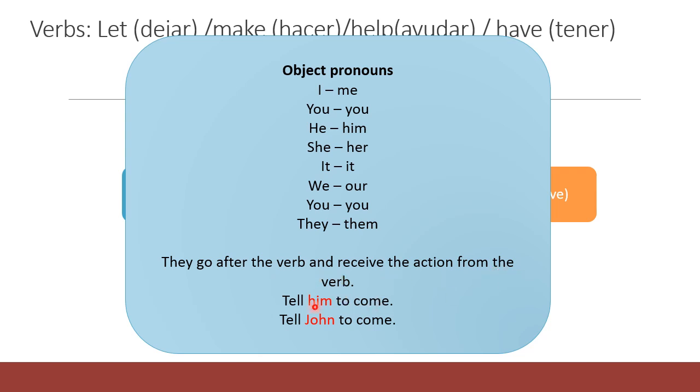Tell him to come. Him receives the action of tell. Tell John to come. John receives the action of tell. You can use him instead of John or the name, or maybe we're talking about a person, you can say my brother, my uncle, my teacher. That would be the object who receives the action from the verb.